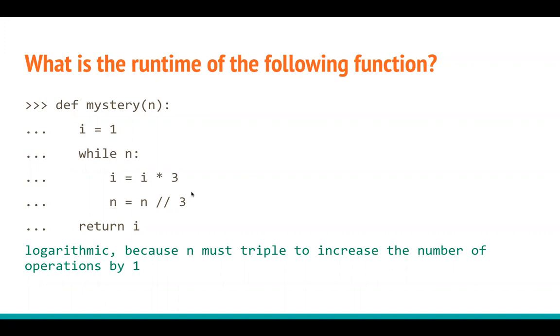And one way to look out for a logarithmic function is when your input gets divided by some constant. For example, if this were 2, it would still be logarithmic. And that's because you can think of it as you would have to triple or double the input just for one more operation, or one more iteration through this loop. And that's logarithmic.